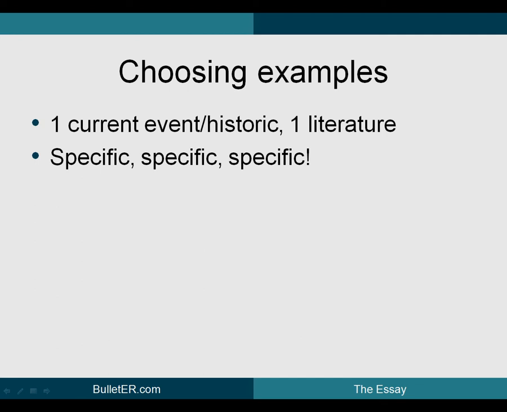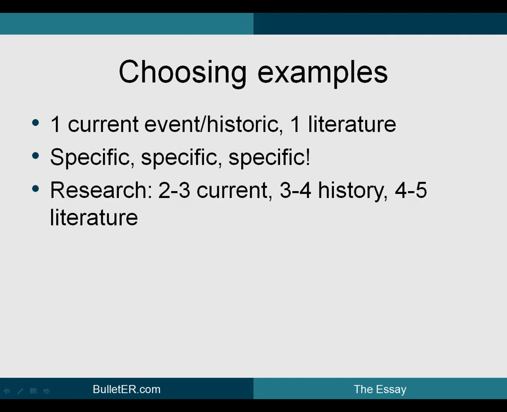Before the essay even starts, research some examples that you can talk about. A decent number to cover you for most situations would be 2 to 3 current events, 3 to 4 historic events, and 4 to 5 pieces of literature. You can then pick out specific aspects of these to talk about in your essay.